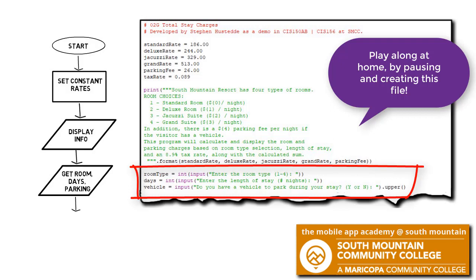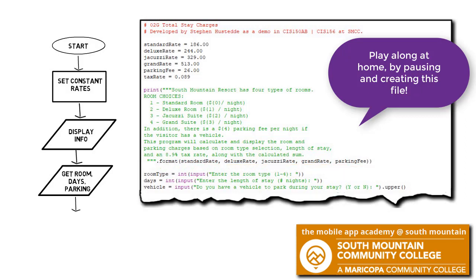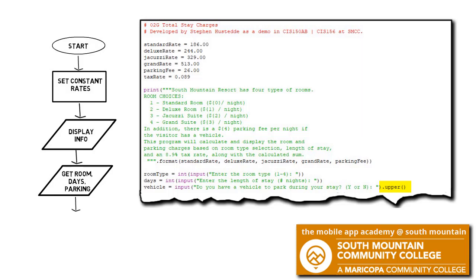And the room type and the days will be integers, and the vehicle will be a string, which we're going to convert to an uppercase. We're going to learn about strings next week. But the dot upper, if they put in a lowercase y or a lowercase n, will become an uppercase Y or an uppercase N.